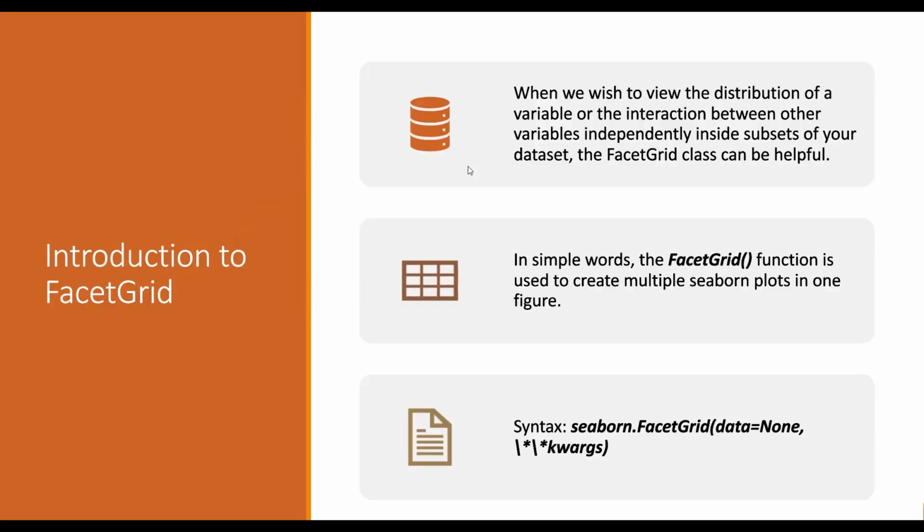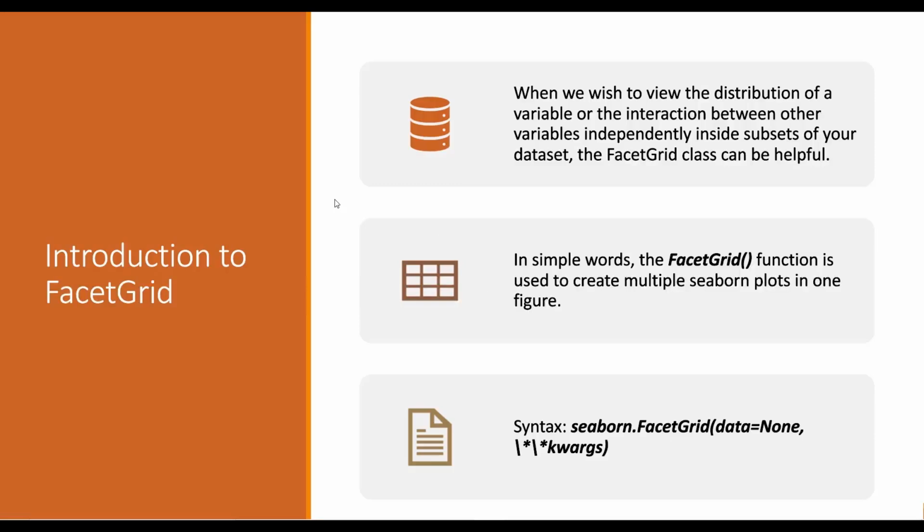When we wish to view the distribution of a variable or the interaction between variables independently inside subsets of your data set, the FacetGrid class can be helpful. Row, column and hue are the three possible dimensions that can be used to draw the facet grid. Or in simple words, a FacetGrid function is used to create multiple Seaborn plots in one figure. The syntax of this function is seaborn.FacetGrid, and in parentheses we pass different parameters. The first one is data, the data set that is being used, and the next one is keyword arguments. It accepts a variety of inputs including row, col, hue, palette, etc.